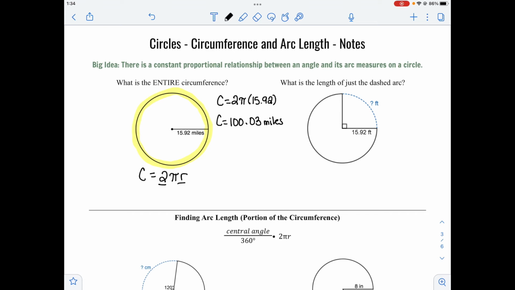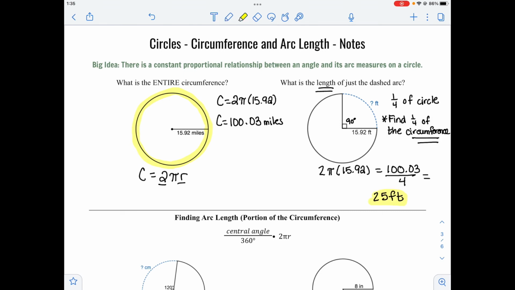For this particular problem, we have a dashed line that we're trying to find the length of. That's really important to pay attention to. And we're going to use the knowledge of central angles. This is a little square, so we know that this is 90 degrees. If we were trying to find the degree of the arc, it would be the same, 90 degrees. If we notice that this section is a fourth of our circle, we're going to find 1/4 of the circumference. We plug into our formula what we'd already gotten, the 100.03, and we divide by 4, because taking 1/4 is multiplying by 1/4 or dividing by 4, and we get 25 feet. So we know the distance of that blue dotted line is 25 feet.